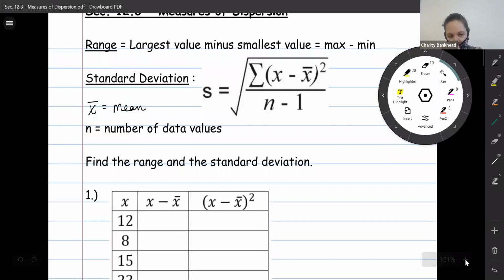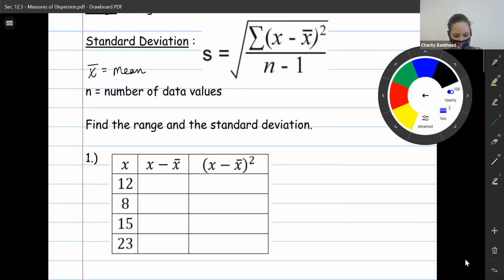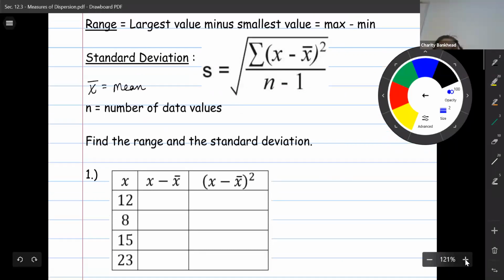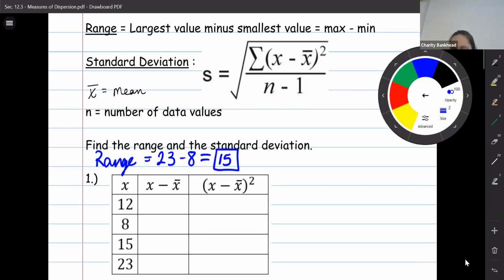So let's just start by calculating the range for number one. It's just a list of 4 numbers. The largest one is 23 and the smallest one is 8. So 23 minus 8 would be 15. So 15 is the range. All right, and then in order to calculate the standard deviation, we also need to calculate the mean.